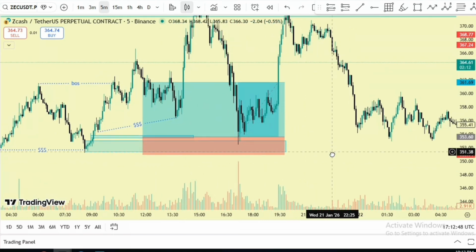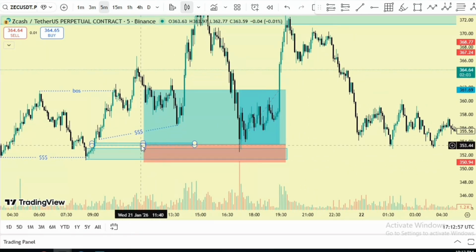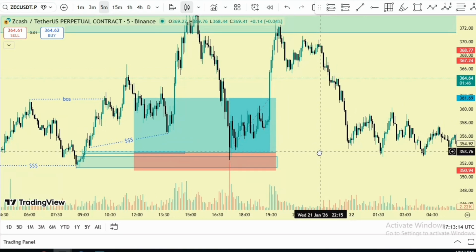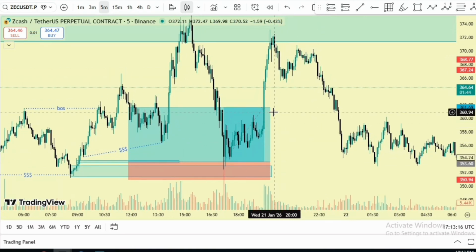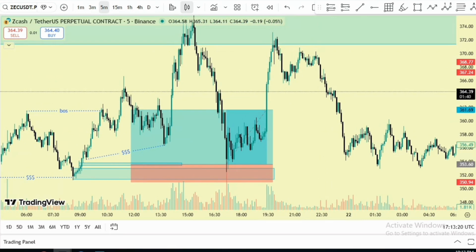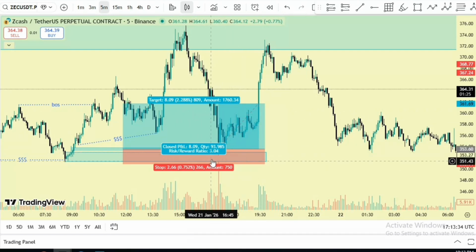So how did I enter this trade? My entry was at the half of this FVG. The market comes down and touches my order block, then the market starts to move, and we can see what a clean move we could take from this one. For my stop loss and my target, I already told you that I always take the 1 to 3 risk reward ratio. You can see clearly here that the 3 risk reward ratio is here.